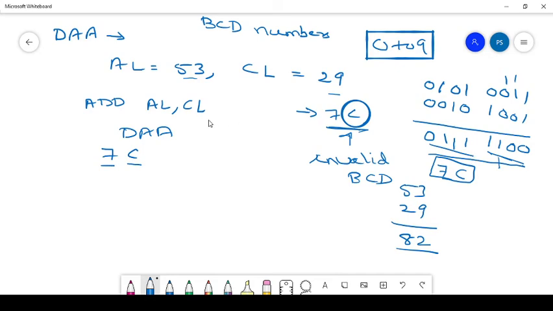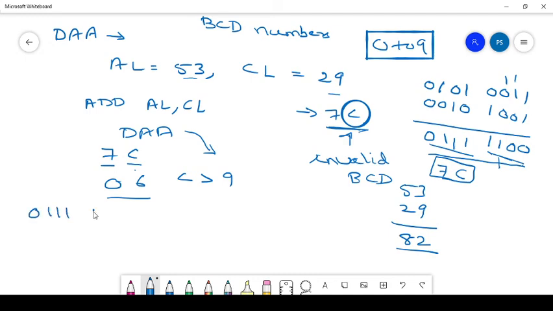So the function of this instruction DAA is that if the lower nibble is greater than 9, here C is greater than 9 after addition, it will add 06 to the result. So we'll see what happens if we add the 06.